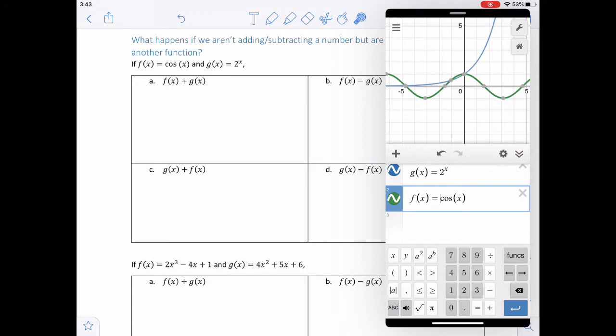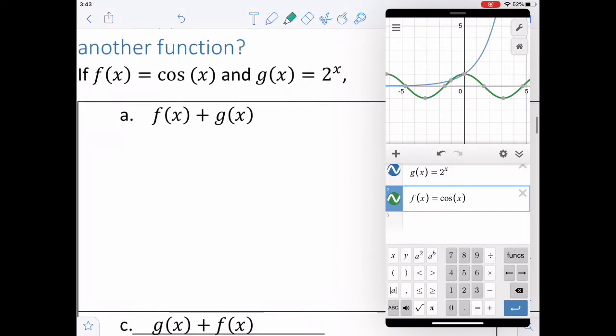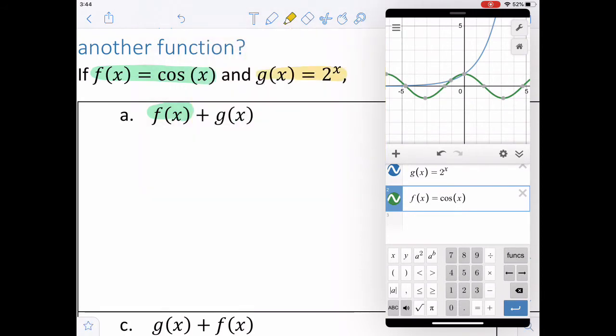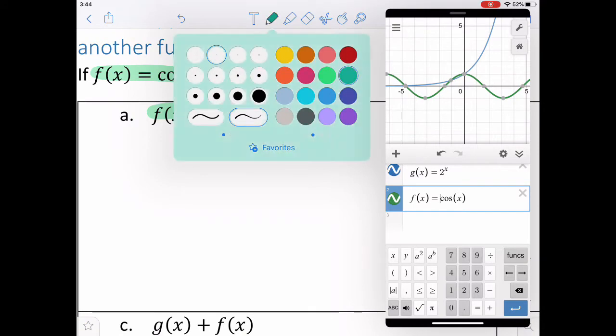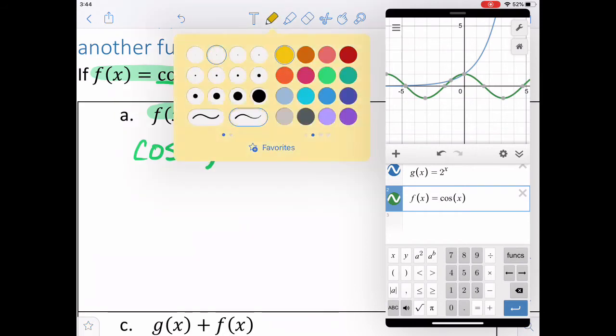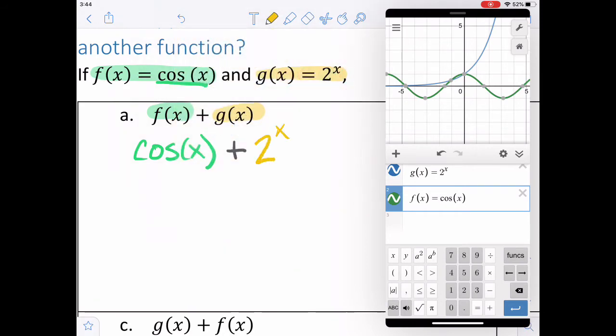If we want to add them together, it might seem intimidating, but all we need to remember is that this is f of x and this is g of x. So where I see an f of x, I am going to put in cosine x. Then we have a plus, and then I have a g of x, 2 to the x. And that's it. That's my answer.